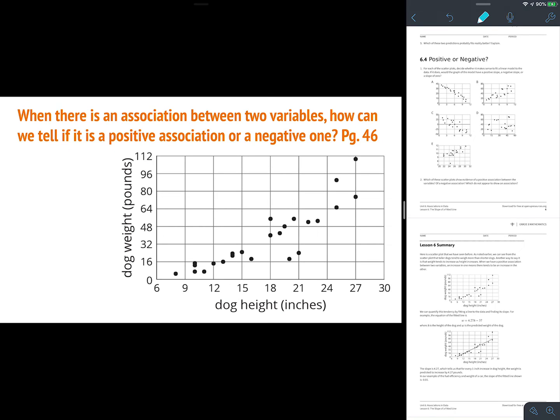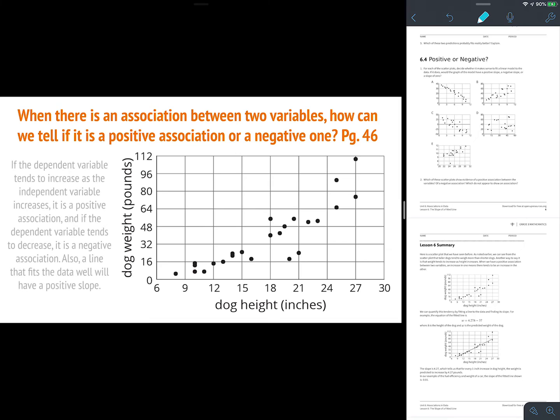When there is an association between two variables, how can we tell if it is a positive or a negative association? Oh, that was the last slide. I never changed the words there. There we go. If the dependent variable tends to increase as the independent variable increases, it is a positive association. And if the dependent variable tends to decrease, then it's a negative association. Also, a line that fits the data well will have a positive slope.